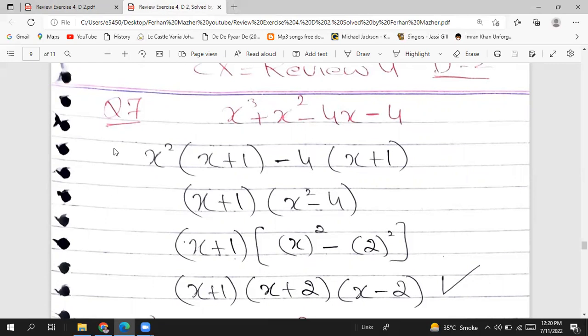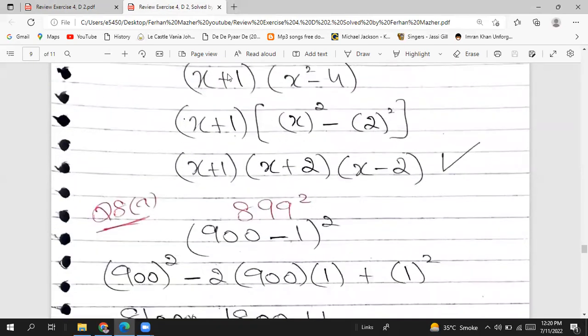Now you can see that in both the terms, x plus 1 is common. From here, you will have x squared, from here, you will have minus 4. Now x plus 1 will remain as it is, and in the other bracket, this is x squared, this is minus 2 squared. Because you have two perfect squares and a negative between them, you can apply the formula a squared minus b squared equals a plus b, a minus b. So x squared minus 2 squared will become x plus 2 and x minus 2.